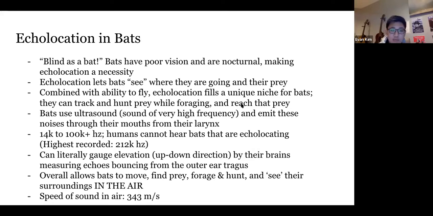So echolocation lets bats see where they're going and find their prey. Because a sound that's emitted from a bat bounces off everything that it's headed towards, it can also reflect off of things like moths flying in the air, insects, something like the side of a cave. Anything of virtually any size can return an echo in echolocation. Combined with the ability to fly, echolocation fills a unique niche for bats, and they can track and hunt prey while foraging and reach that prey.